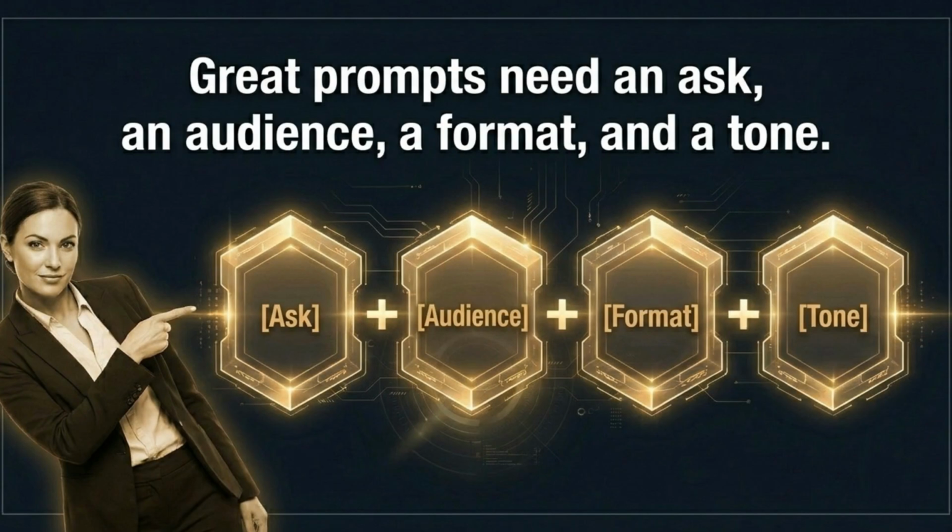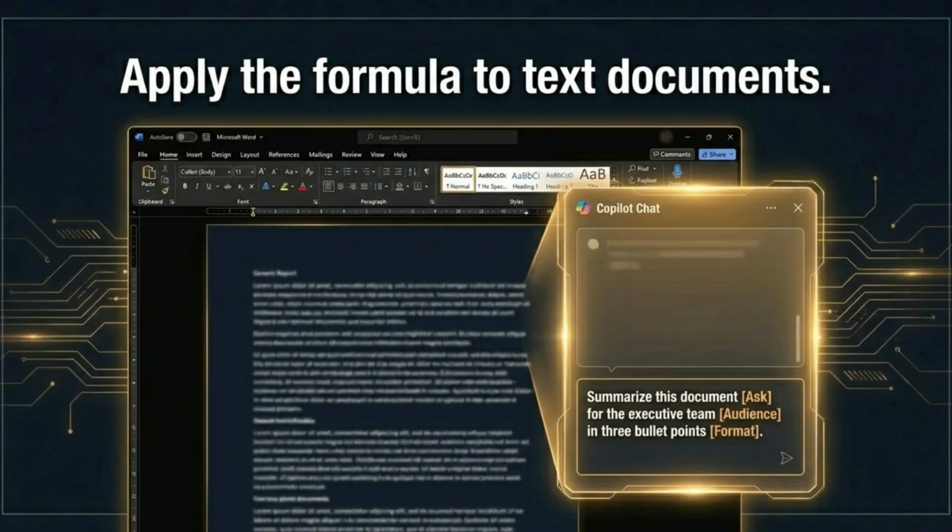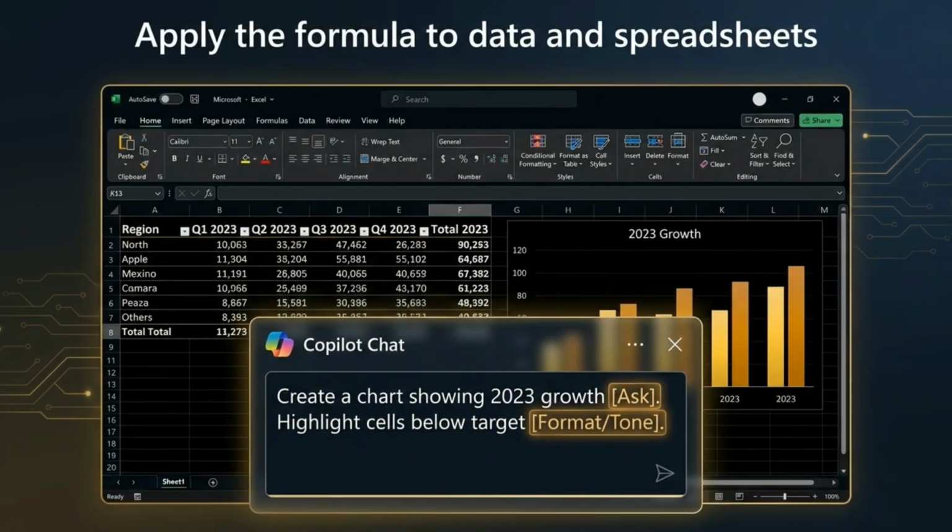To get the best results, remember this formula. Great prompts require a clear ask, a defined audience, a specific format, and the right tone. You can apply this formula directly in your text documents. Simply tell Copilot what to do, who it's for, and how you want the output structured. The same formula works for data and spreadsheets. Ask Copilot to visualize your growth or highlight specific cells to keep your analysis on track.